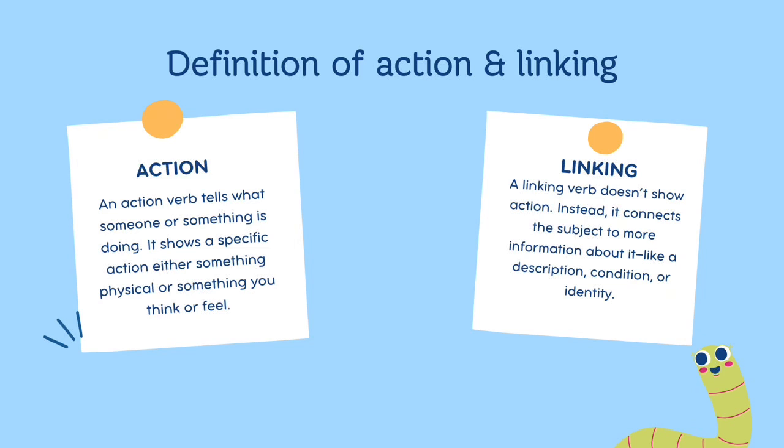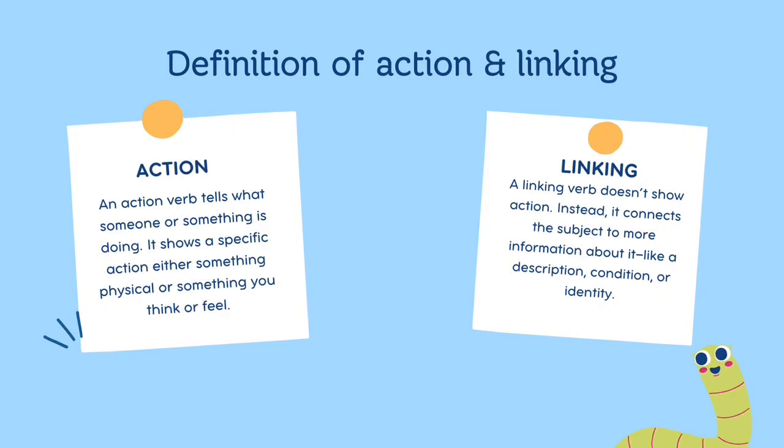Let's start with action verbs. An action verb tells us what someone or something is doing. It describes a specific action. This action can be something physical, like movements, or it can be something that happens in the mind, such as thoughts or feelings. In other words, action verbs show what is happening in a sentence.